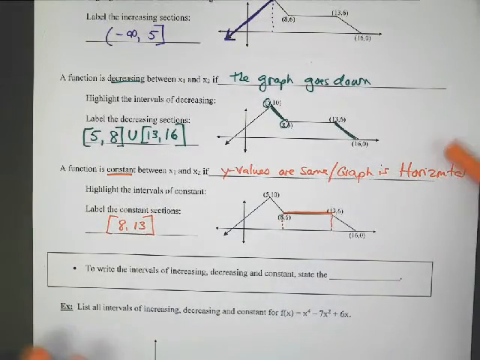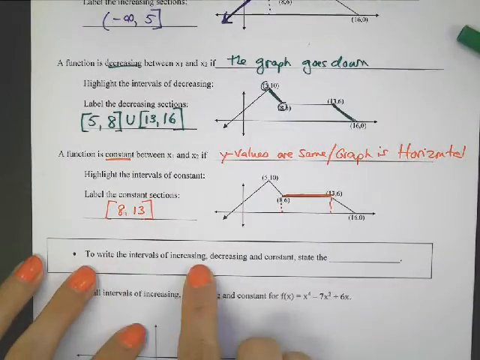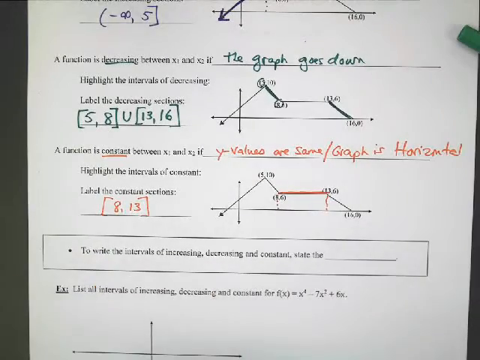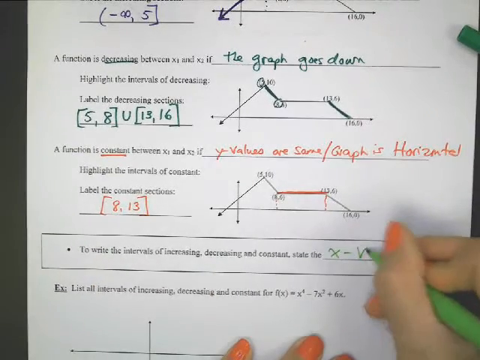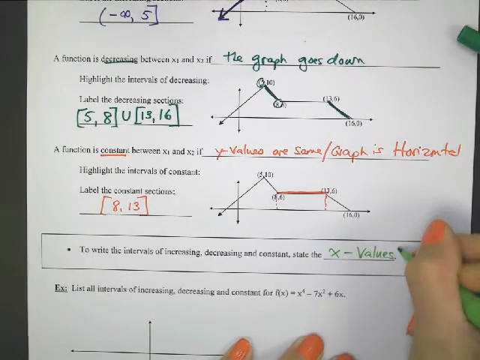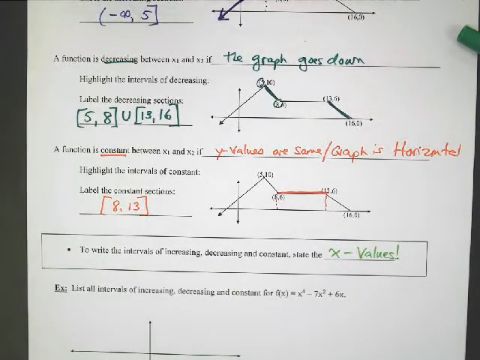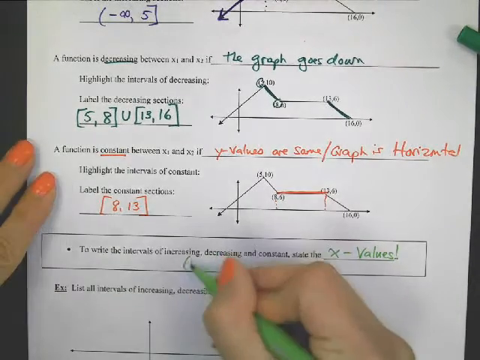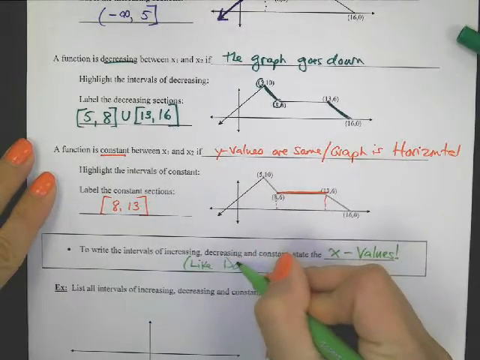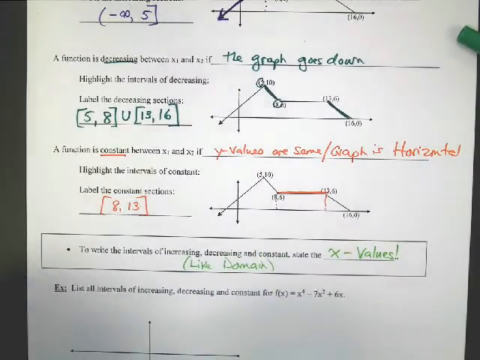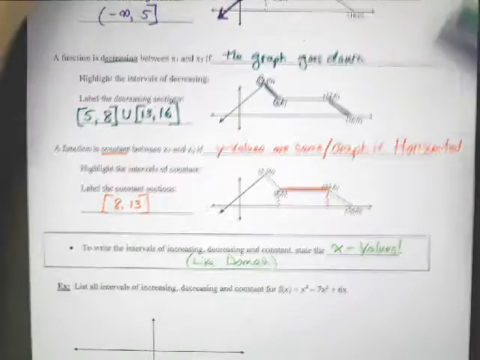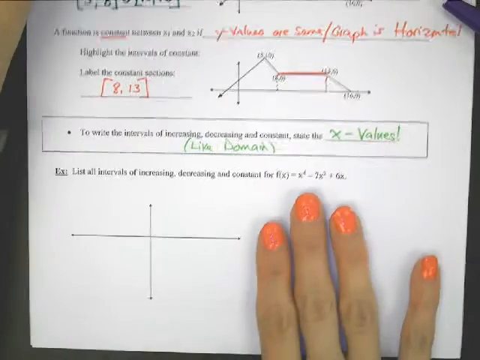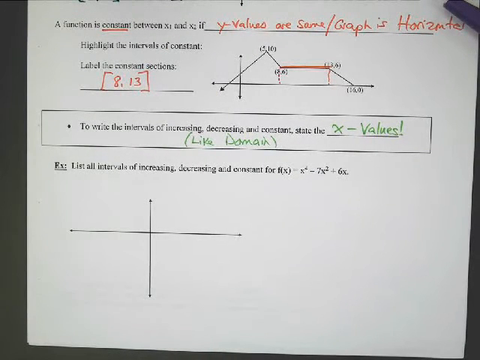Okay, so let's just be clear here with some notes. To write the intervals of increasing, decreasing, constant, let's state the x values, like domain. It's like domain, except you have to state the domain for the part that's either going up, down, or constant.